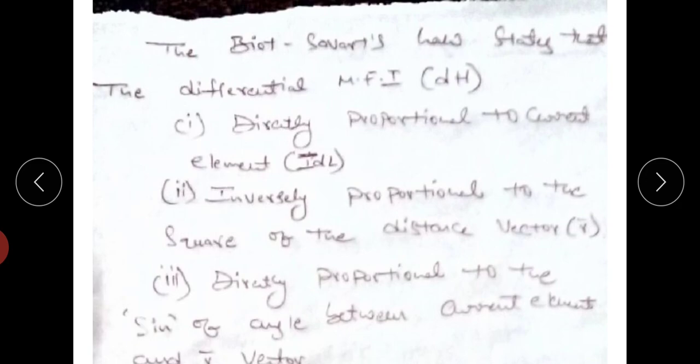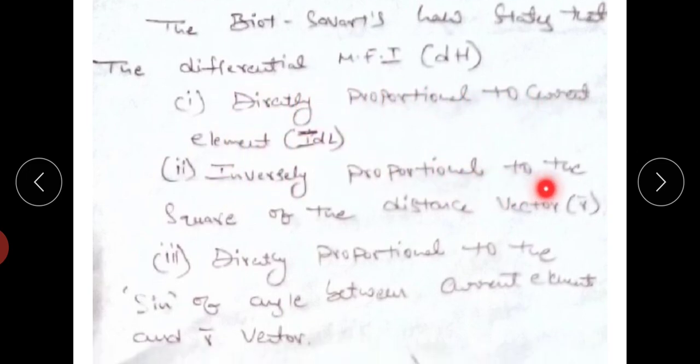So Biot Savart's law states that the differential magnetic field intensity is directly proportional to the current element, inversely proportional to the square of the distance vector, and directly proportional to the sine of the angle between the current element and the R bar vector. Here R is capital R bar, just modify it. So the differential magnetic field intensity is directly proportional to I dl, inversely proportional to the square of the distance vector, and directly proportional to the sine of the angle between the current element and the distance vector.